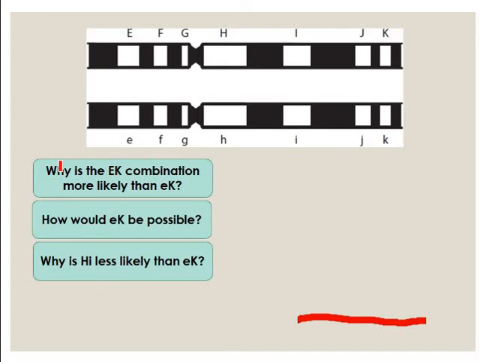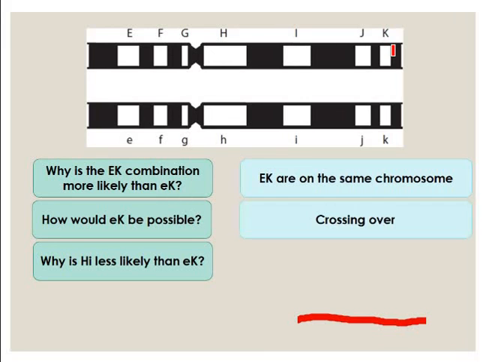Okay, so the first question is, why is the big E, big K combination more likely than little e, big K? And the answer is, well, they're located on the same chromosome, so you cannot split them up by independent assortment. They're going to be inherited together. How would little e, big K be possible? Well, it would be crossing over. If there was a chiasma at any point here, remember it happens randomly, then you could possibly have a chromosome that has a little e but a big K, if those chromosomes have shared information.